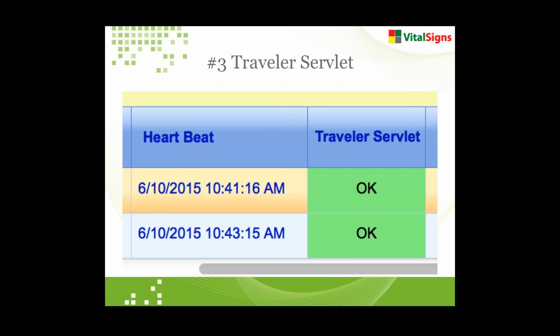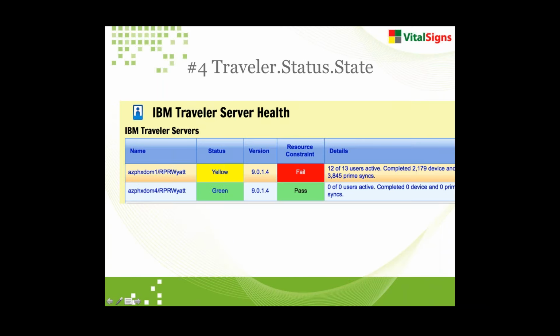The next thing, the third problem that I identified, was the Traveler servlet. What VitalSigns does is it just does an HTTP request. It passes a username and password that you provided, and it queries that servlet that we showed where the users would be provisioning a new device, and it looks for the text in green that says Traveler is available. If we find that, then we conclude that the servlet is okay. And if we don't, then that's another thing that would trigger an alert.